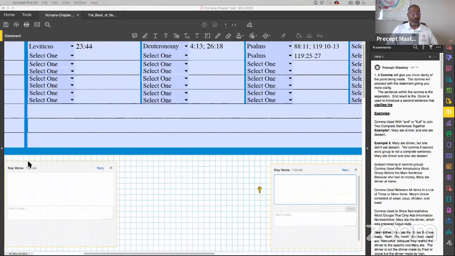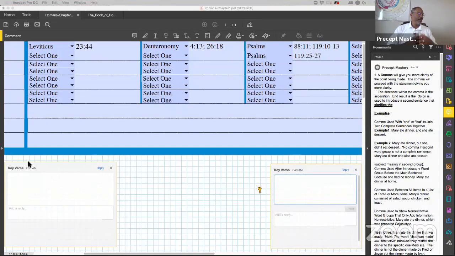Now we have to check Psalms 119, 10 through 13. It says, with my whole heart have I sought thee. O let me not wander from thy commandments. Thy word have I hid in my heart, that I might not sin against thee. Blessed art thou, O Lord, teach me thy statutes. With my lips have I declared all the judgments of thy mouth. So we know that's another one we were using. And then we're going to go down to 25 through 27 to make sure these were it.